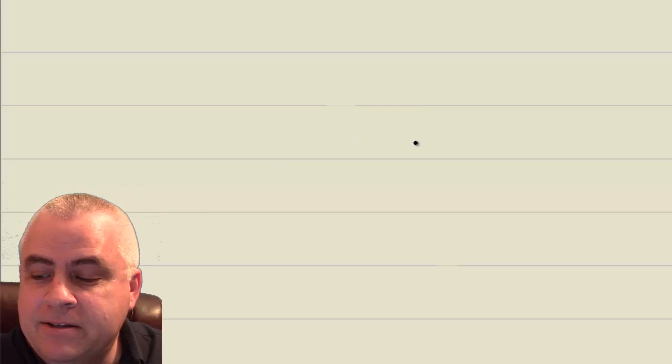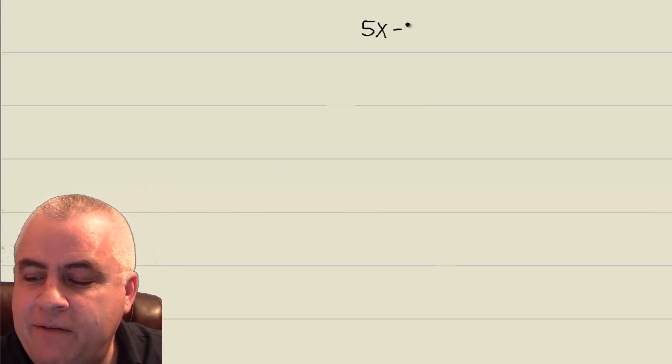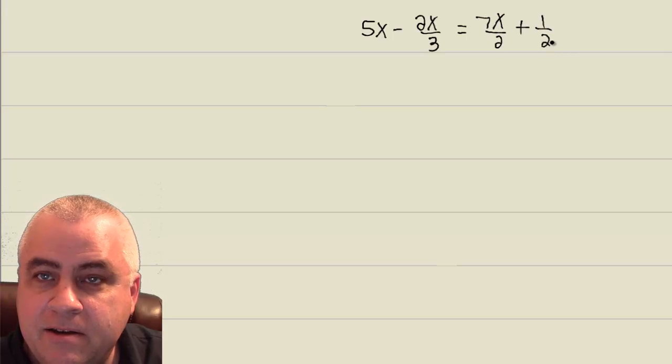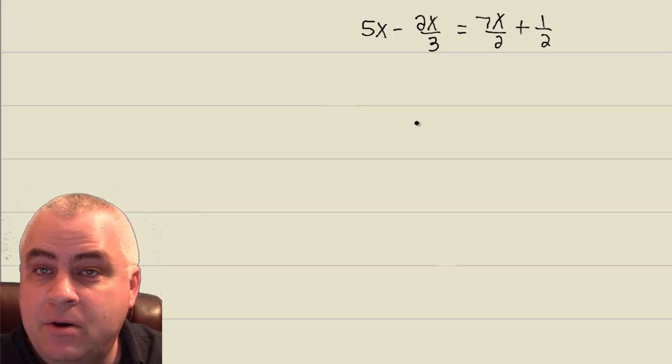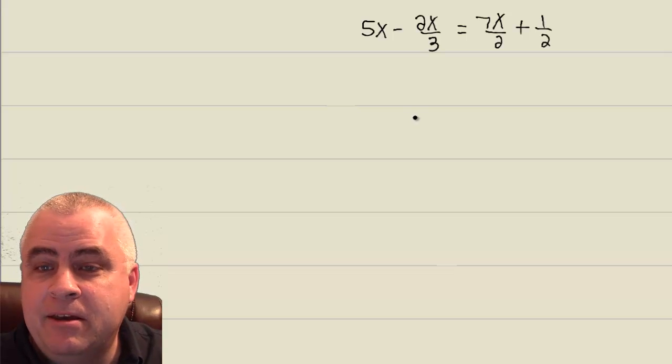Let's take a look at our next example. We have 5x minus 2x over 3 is equal to 7x over 2 plus 1 over 2. Going through our same 4 steps. First step is to get rid of parentheses, don't have any. Second step, get rid of fractions.